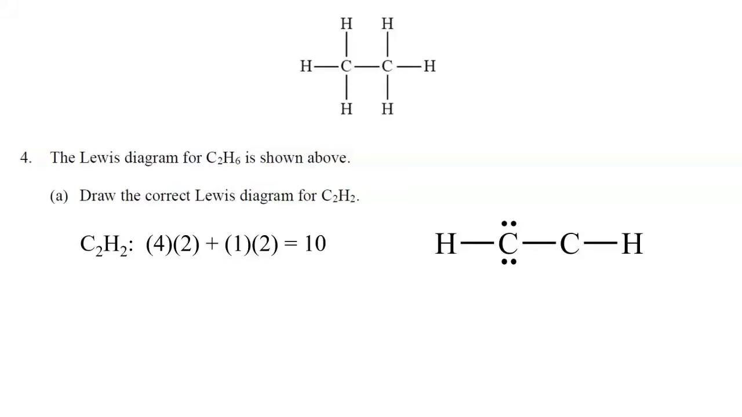Let's try making a double bond by moving this pair of electrons in the center. Making a double bond still doesn't solve the problem that the carbon on the right does not have access to a complete octet, so we have to make a triple bond. And now this structure is complete. We have 10 valence electrons, we have a single bond between the carbon and the hydrogens, and we have a triple bond between the carbon atoms.